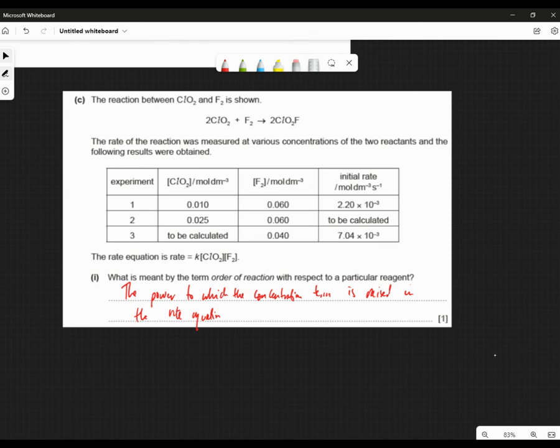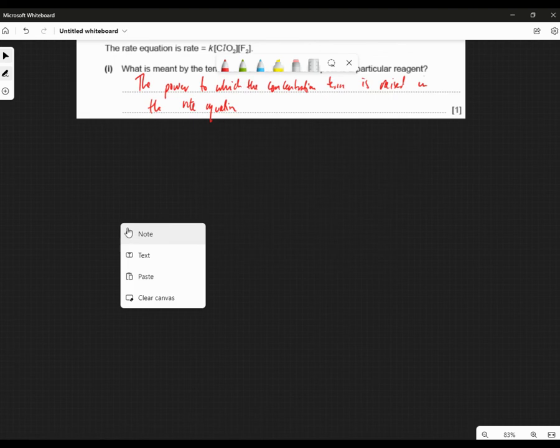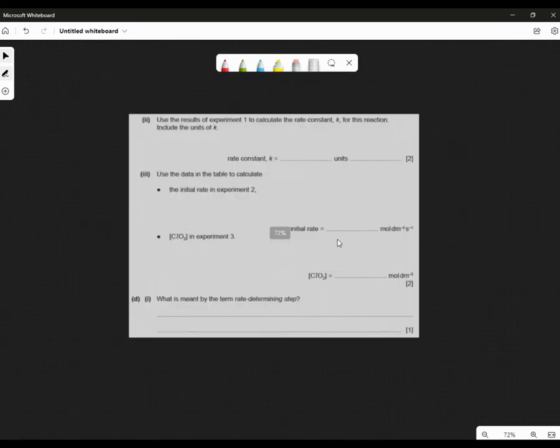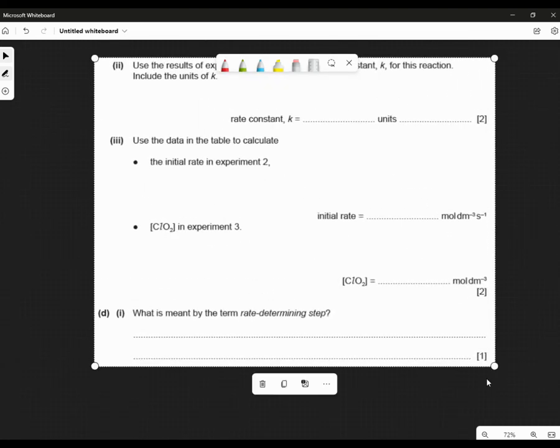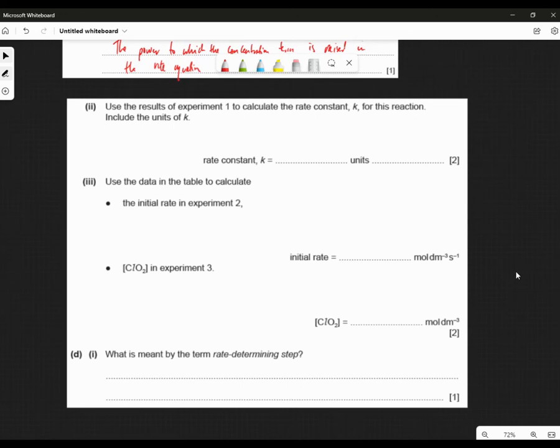Okay, that's what we mean by order of reaction. It's the power you have to raise it to. Okay, right, let's move down. A lot of calculations here. I didn't expect this, but never mind. Let's move this up and paste another one. Alrighty, and now I obviously need the things from above.